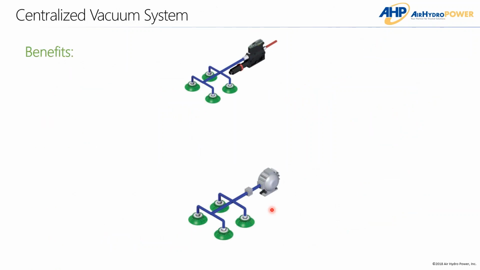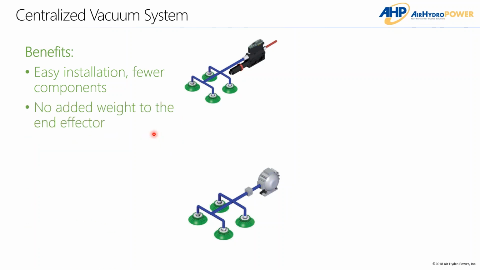So let's go through some benefits of a centralized system. Once again, these are your two main types: your compressed air driven style of pump and your mechanical vacuum style pump. First, easy installation and fewer components. That makes sense right out of the gate, right? You've got one pump and then all your cups. Instead of having each individual cup with a pump, you just have one pump, so fewer components overall.